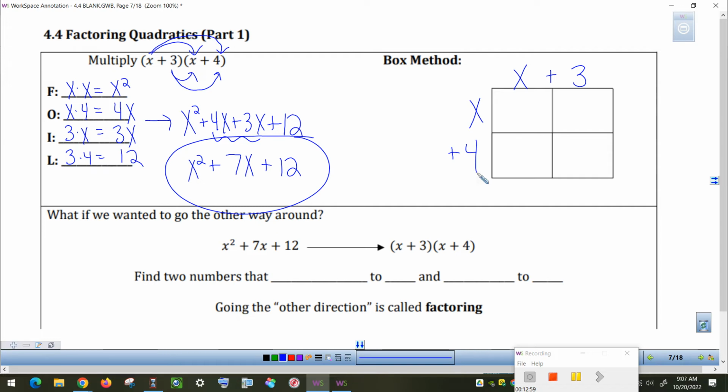Now, we're just multiplying each little square. So in the top square, this is x times x, so we get x squared. Over here, this is 3 times x, so we get 3x. Down here, 4 times x is 4x. And then finally, 4 times 3 is 12. So notice how we have exactly the same four pieces. X squared plus 4x plus 3x plus 12. So we could extract them out from the box, write them out like this, and combine like terms.